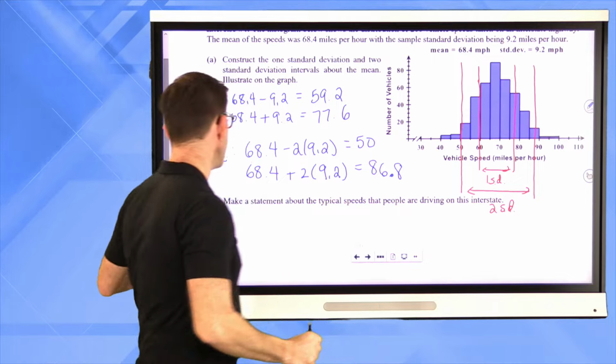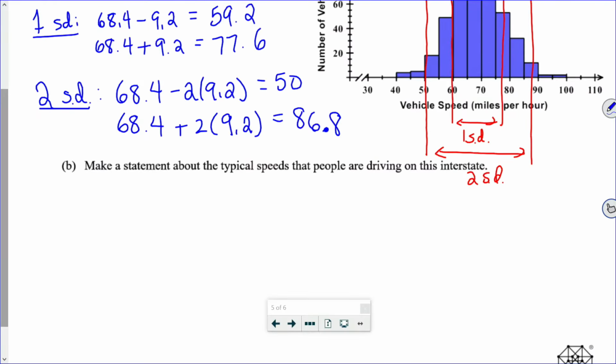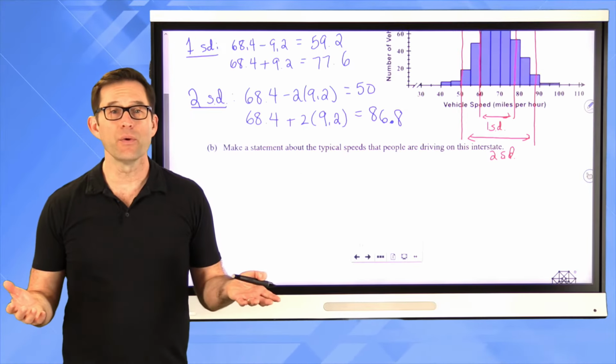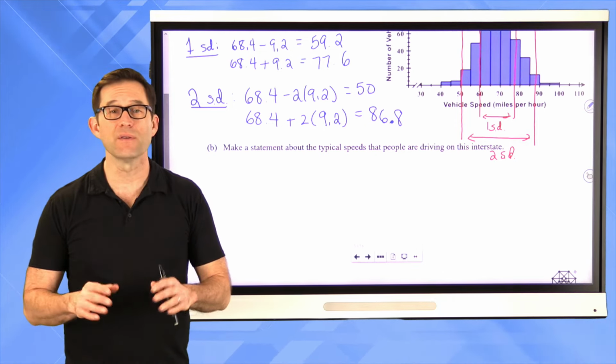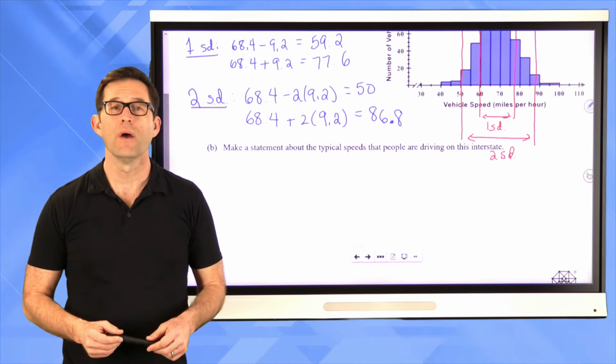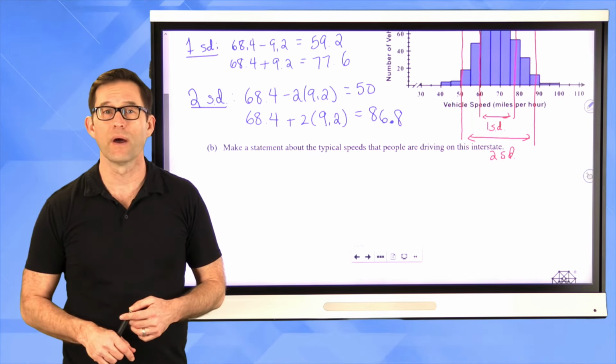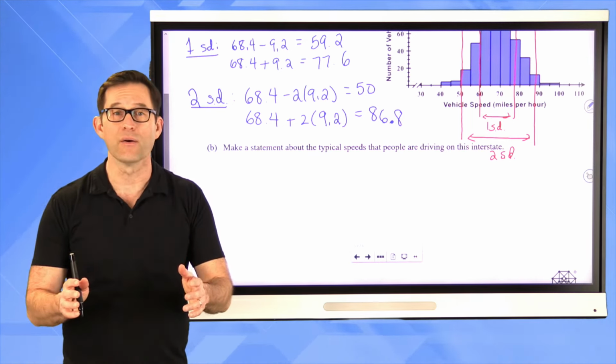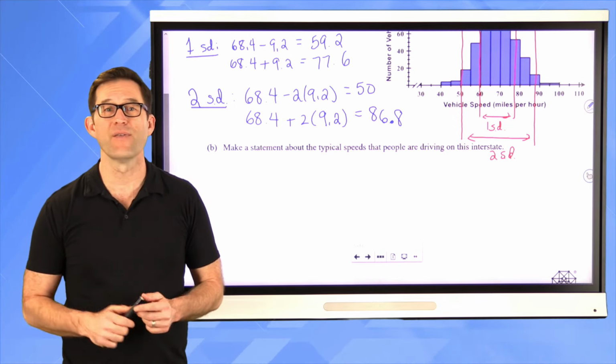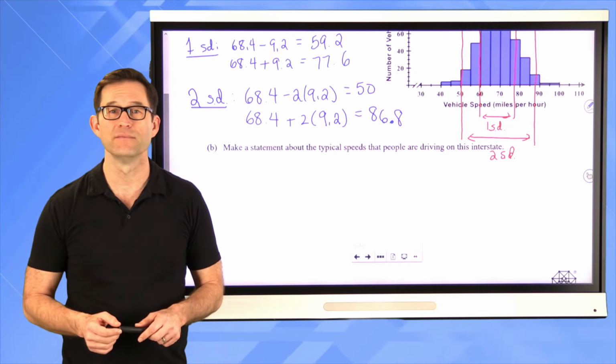Letter B asks us to do the following. Make a statement about the typical speeds that people are driving on this interstate. If you were doing this study and the statistical question was just, what is the typical speed that people drive on this highway, what would you want to say? What would your answer be? Pause the video now and write something down.